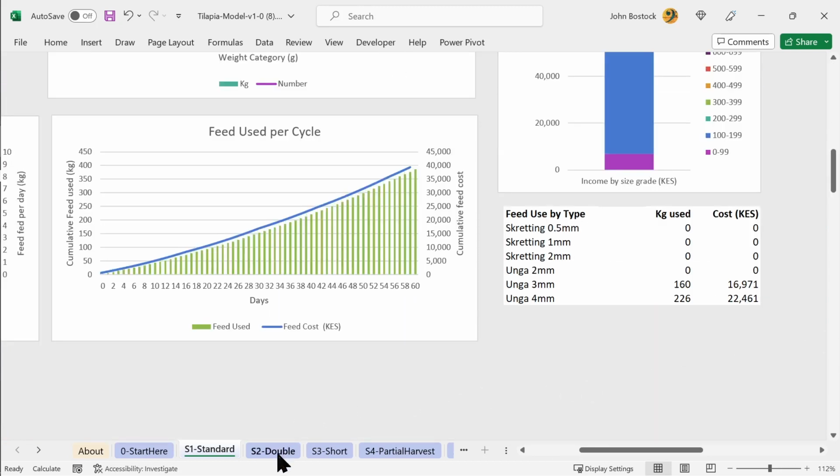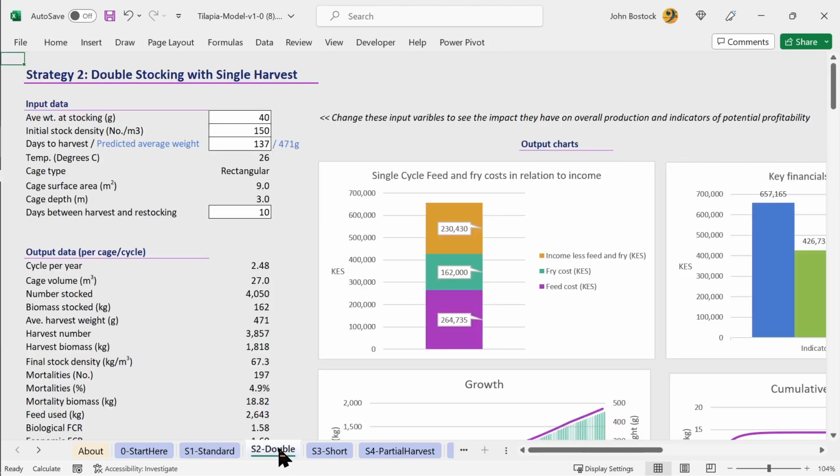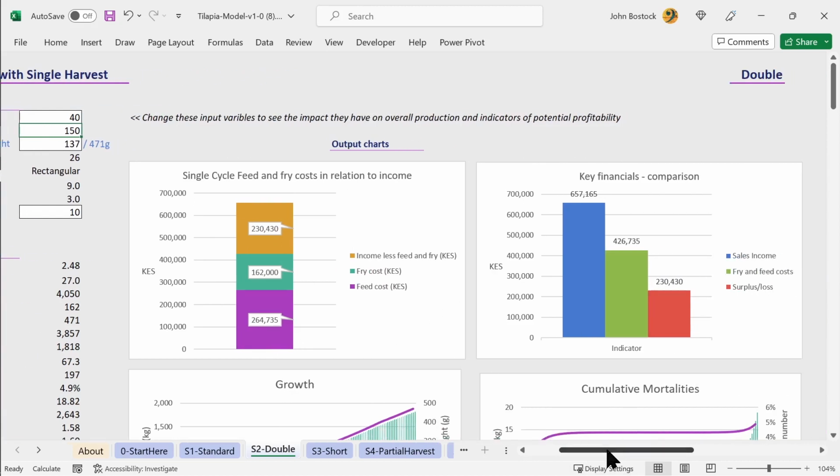The strategy sheets S2-double and S3-short are in exactly the same format as the first sheet and can be used for any production scenario that you wish to try. However, by default, each of these sheets is set up to replicate the trials that were carried out at Victory Farms in Kenya. Taking the S2 double sheet, for example, the same culture cycle is used as the standard strategy, but double the number of fish are stocked at the start. This results in a larger harvest, but somewhat smaller average size fish. The costs are much higher with this strategy, and also the risks, but so is the potential margin.